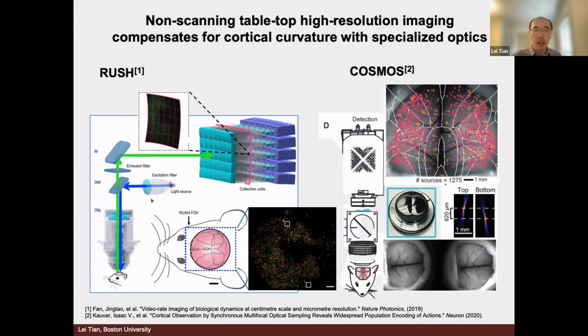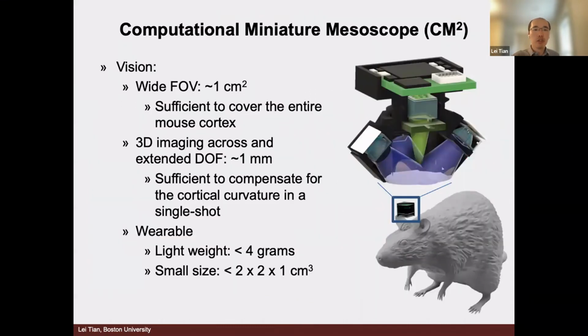So the system we built, CM2, is inspired by all this prior work. This was a relatively longer background, hopefully so you can appreciate the kind of designs I'm going to talk about in the next 20 minutes. Our goal is to get a 1 centimeter square field of view, sufficient to capture the entire mouse cortex, with 3D imaging capability.